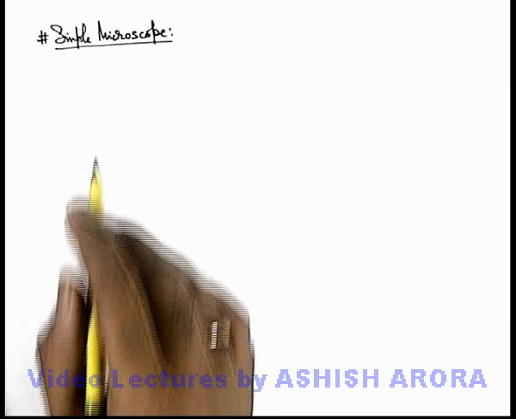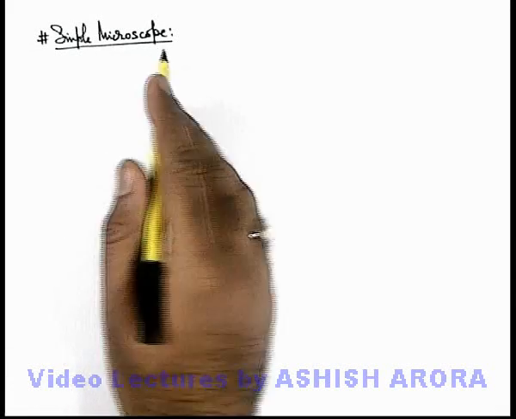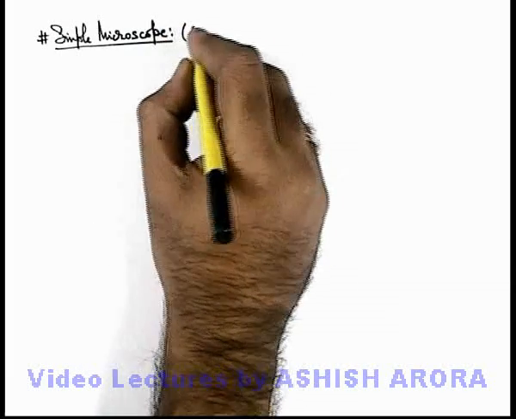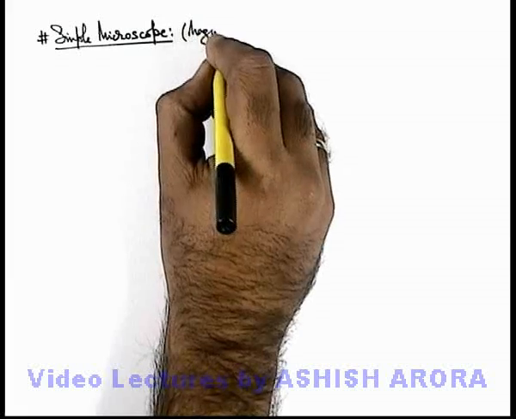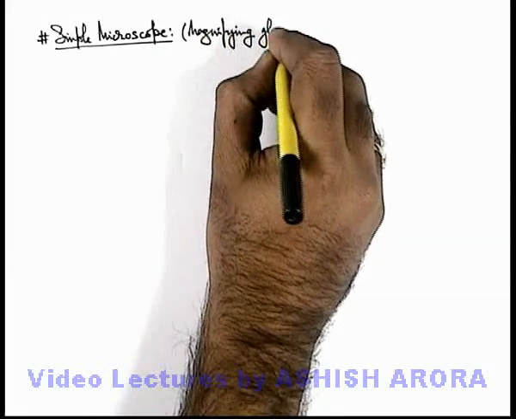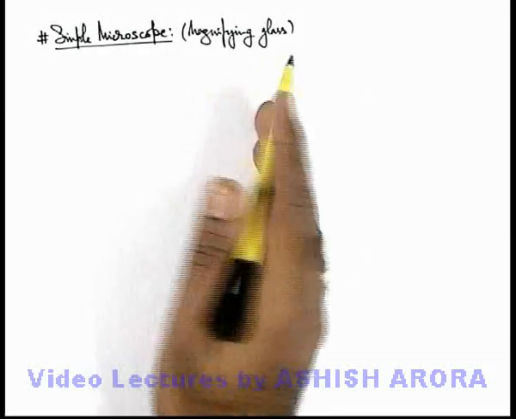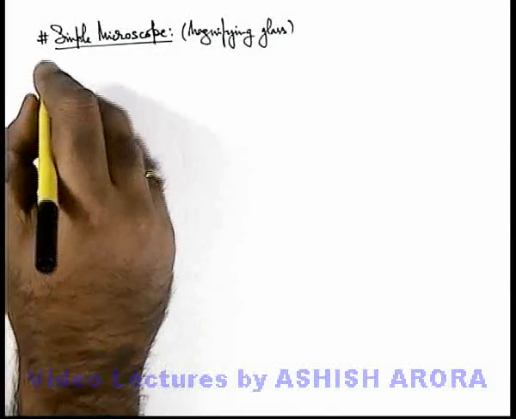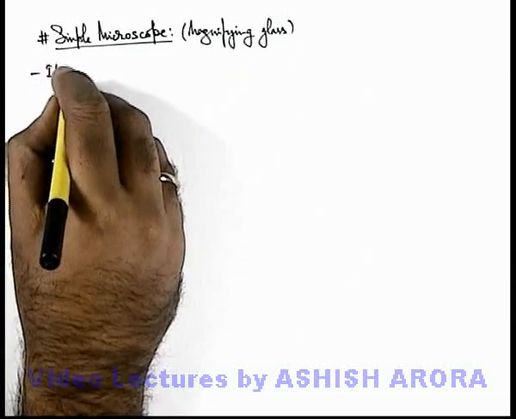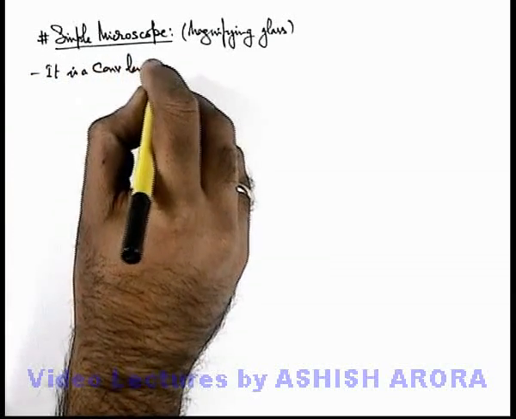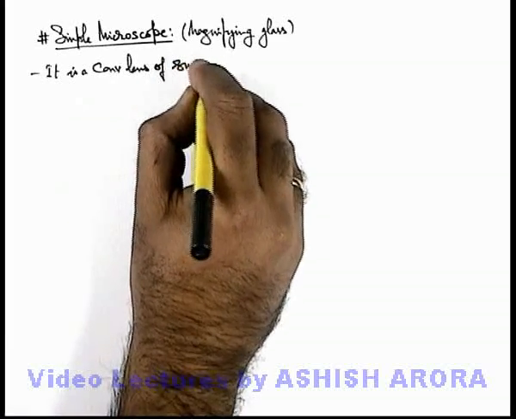Let us now study about a simple microscope, which is also used as a magnifying glass. A magnifying glass is the one which we call a simple microscope. It is a converging lens of a small focal length.